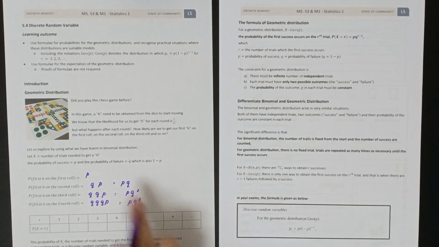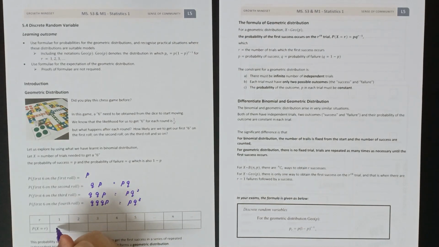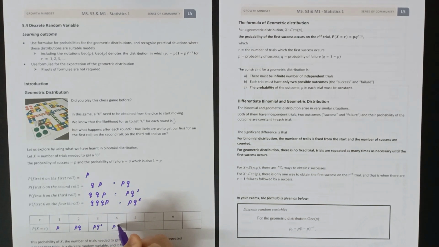Okay, so when we look at this, now we want to put it into a table. The first one is basically P, then you have PQ, then PQ square, and PQ power 3. Imagine if I go to 5, meaning I want to get my first 6 on my 5th roll, then it is basically PQ power 4. For you to get a first 6 on your 5th roll, you need to have 4 failures before your success, which is at the 5th time.